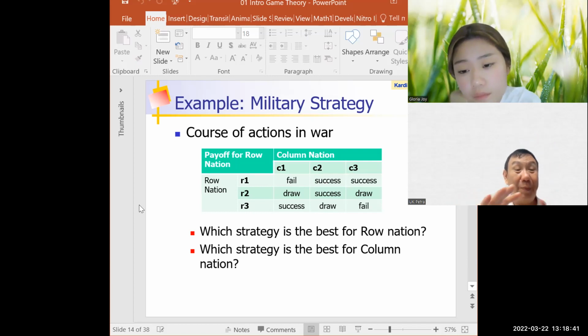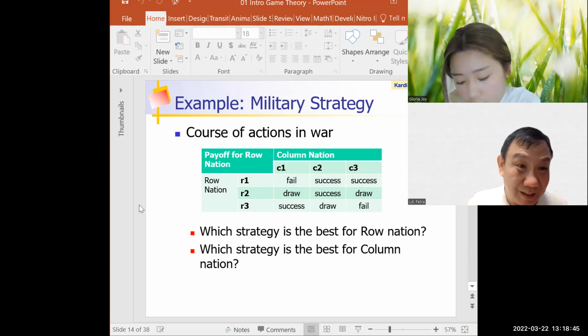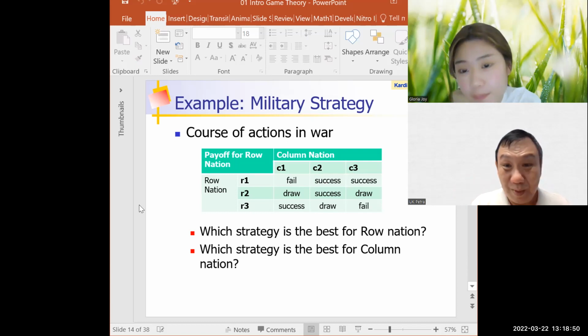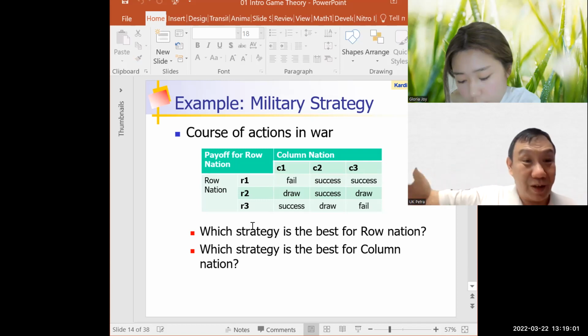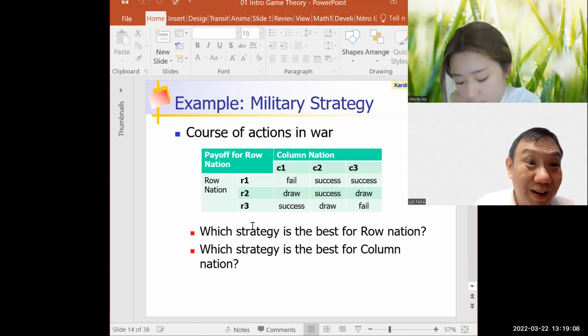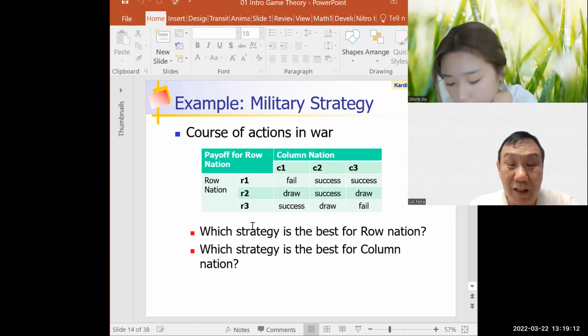Okay, so similar to decision under risk, under uncertainty, right? You have a table, very similar, and you have certain payoffs here. The only difference is that in decision under uncertainty, you are against nature. Now you are against another player. But this is a generalization, meaning the other player can be nature. It's not necessarily human. Okay, the other player.